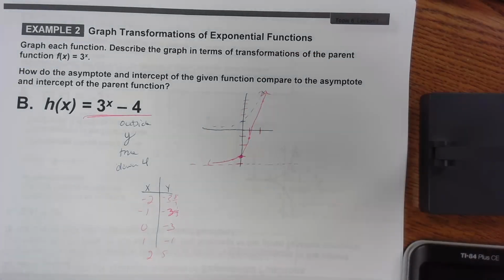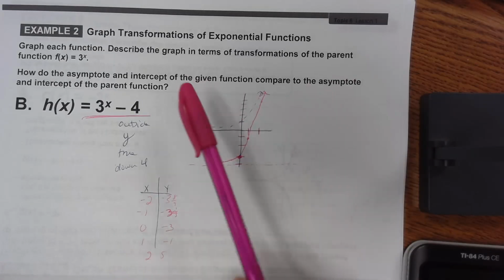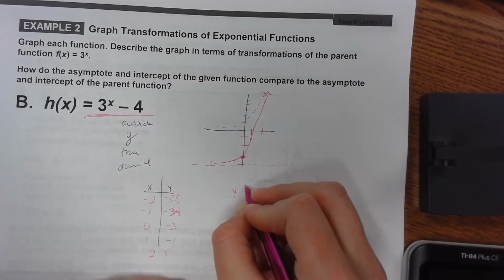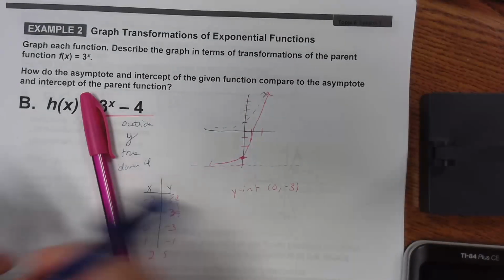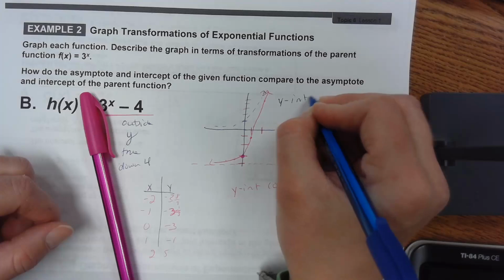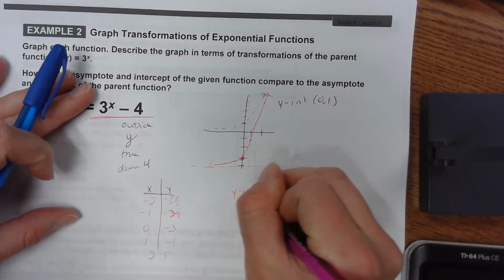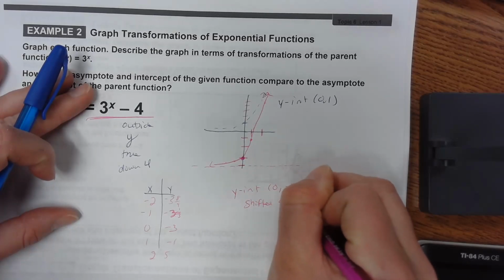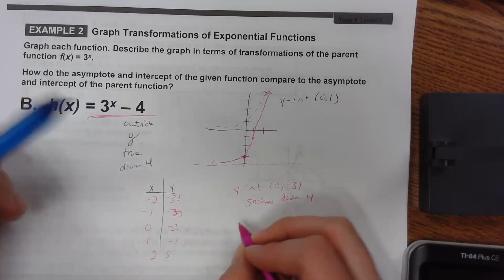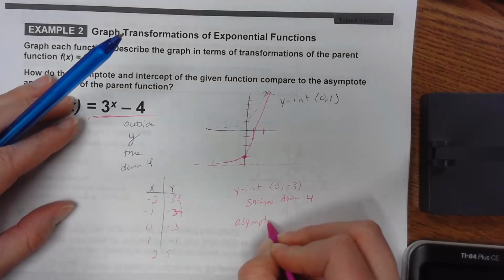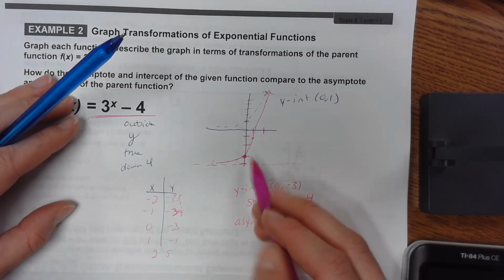And it looks something like that. Now, where are my shifts? How do the asymptotes and intercepts change compared to the original? Well, my y-intercept is now at 0, -3, and it was at 0, 1. And so this shifted down 4, just like our whole function did. Okay, our asymptote is now not at 1, but at -3.